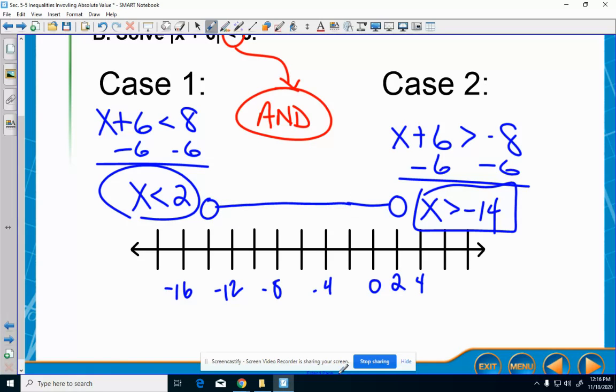And I'm going to connect those two together for the reason that I'm talking about an and statement, and I'm requiring both of them to be true. So my answer to this problem can be found anywhere between those two endpoints. Can it include those two endpoints? And the answer is no, because these two circles are not filled in.